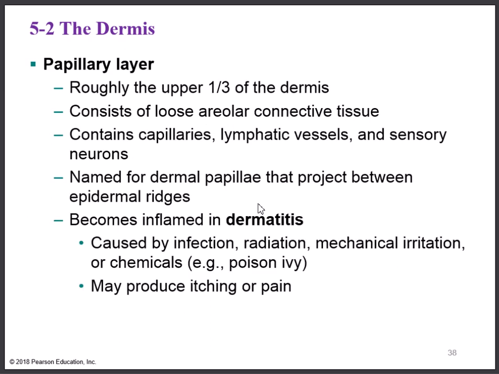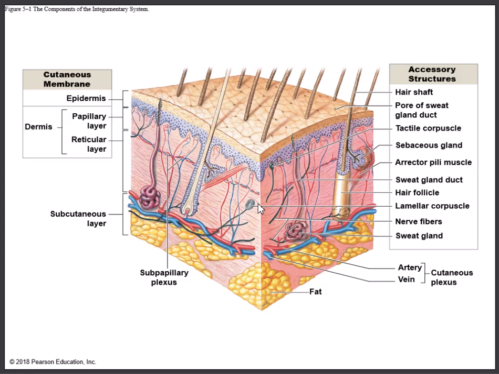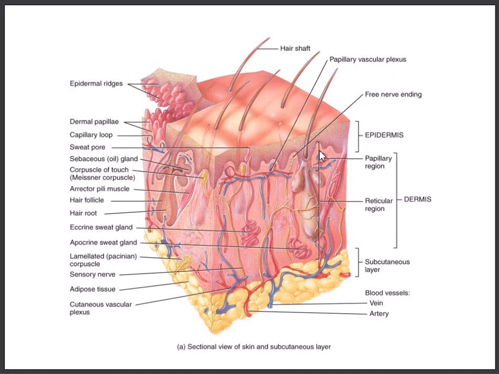So let's take a look at the papillary layer. Roughly the upper 1/3 of the dermis makes up the papillary layer. Let's take a look at the Martini picture real quick. I would say this is the lower part of the epidermis right here. This upper 1/3 here, all of this is going to be the papillary region. The reason they call it papillary is, if you remember from part 2, these were the dermal papilla, the mounds. So they call it the papillary region because it has the mounds.